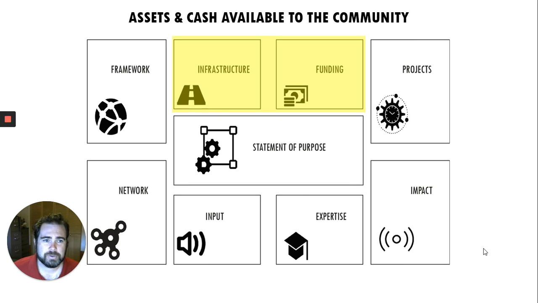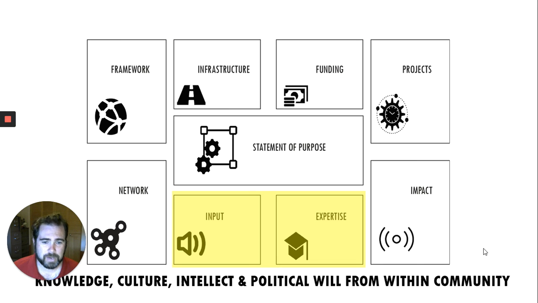On the top, in the current conditions, we have our assets and cash available to the community, and we can look at that in very broad terms. And on the bottom, we have all the knowledge, culture, intellect, and political will from within the community. These two together make up our current conditions.